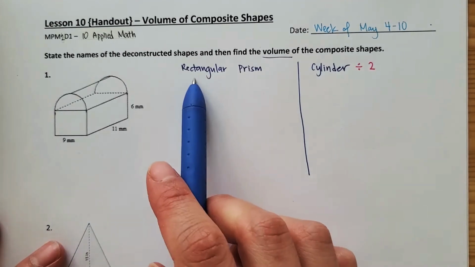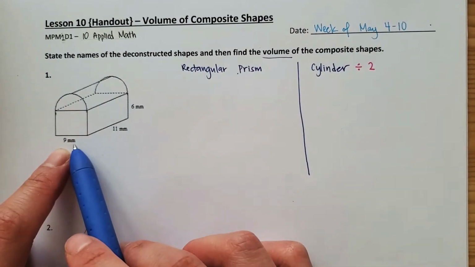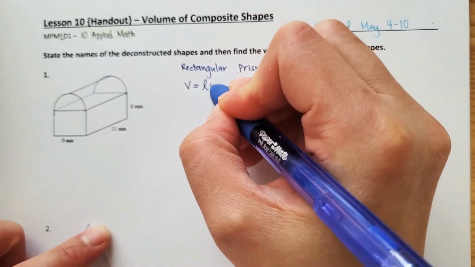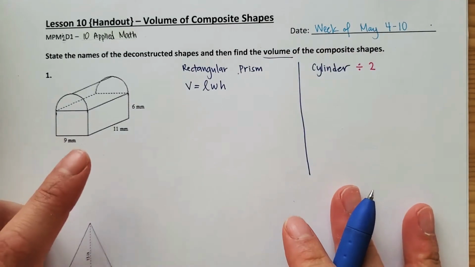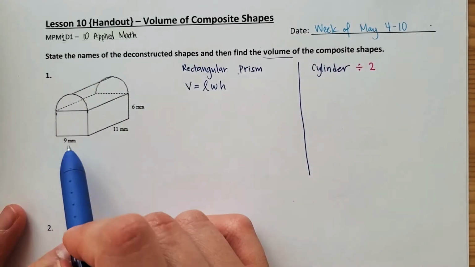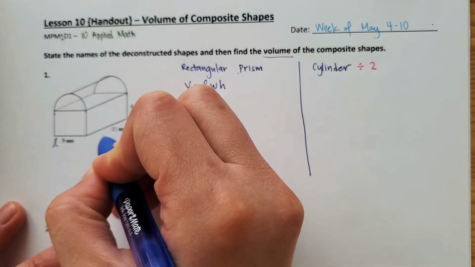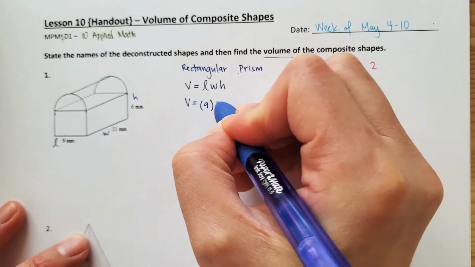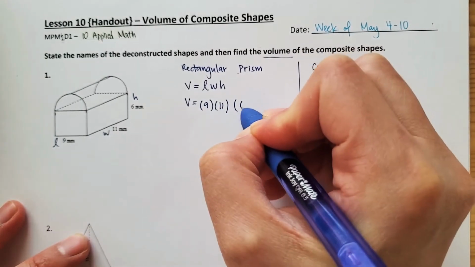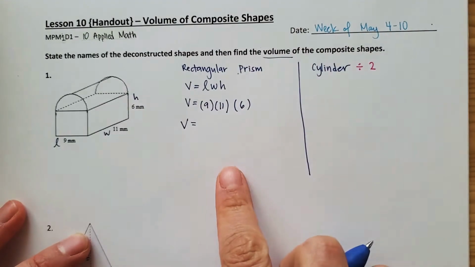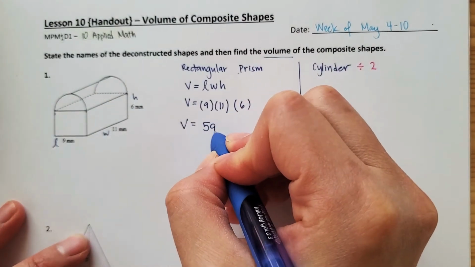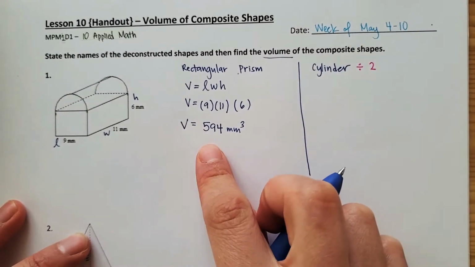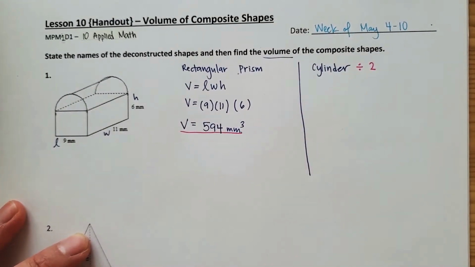For the volume of the rectangular prism, if you look at your formula sheet, the equation is length times width times height, okay? So when you look at your sheet, you want to label them. The length is 9, times your width is 11, and your height is 6. When you punch that into your calculator, you should get 594 millimeters cubed. That's just for the rectangular prism, so I'm going to underline it because we're going to need that.